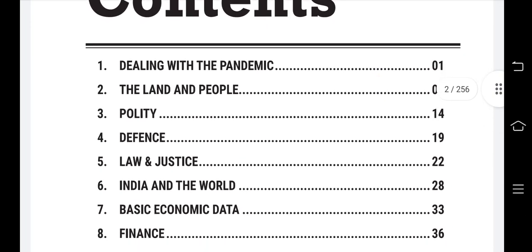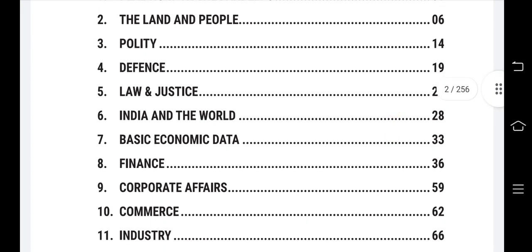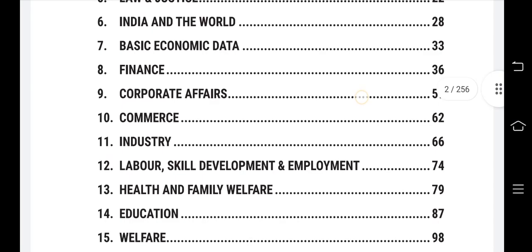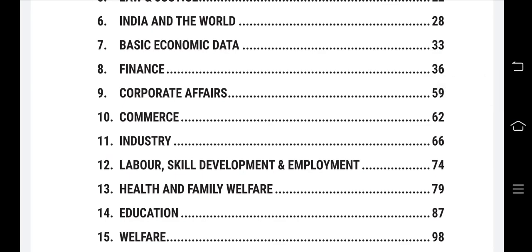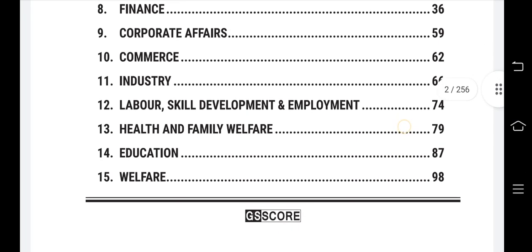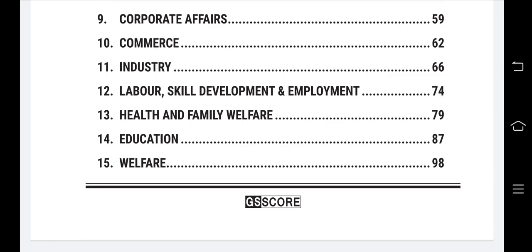First is dealing with the pandemic. Second, the land and people. Third, polity. Fourth, defense. Fifth, law and justice. Sixth, India and the world. Seventh, basic economic data. Eighth, finance. Ninth, corporate affairs. Tenth, commerce. 11th, industry. 12th, labor, skill development and employment. 13th, health and family welfare.